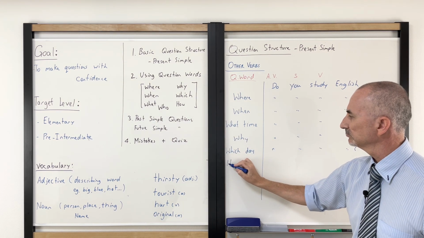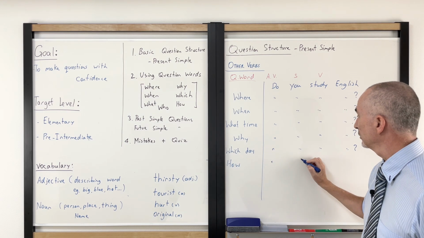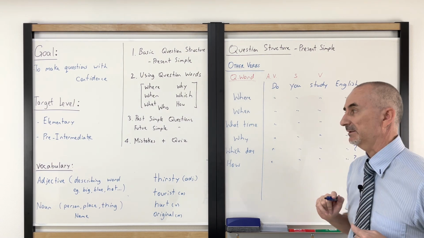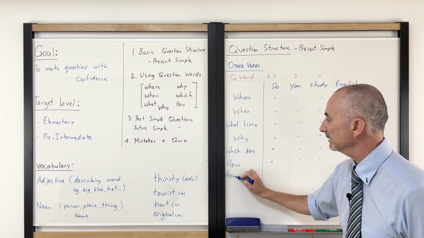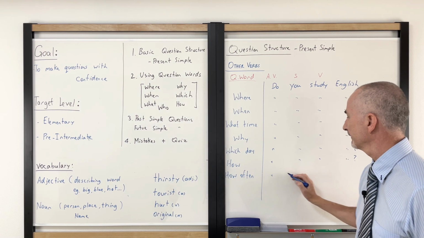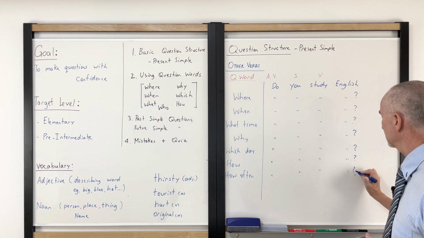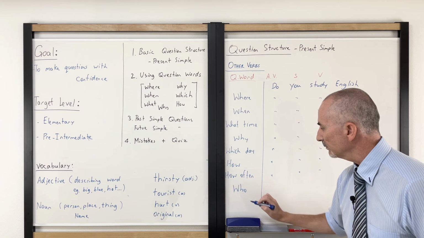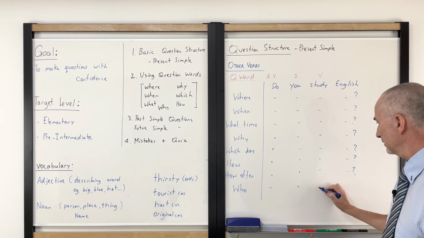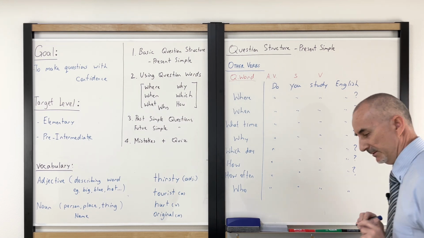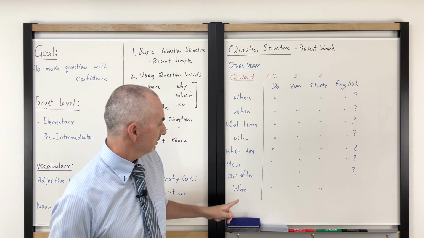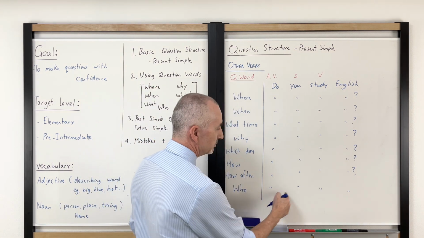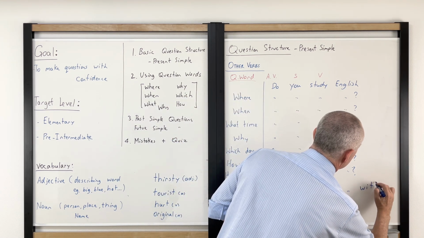How? We could say how. How do you study English? And that means what method do you use to study? How do you study? We can also say how often. How often do you study English? And who? We can use who. Who do you study English? But we need one more word. Who is often with someone. Who with. Therefore, who do you study English with?